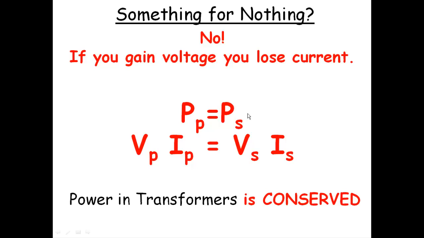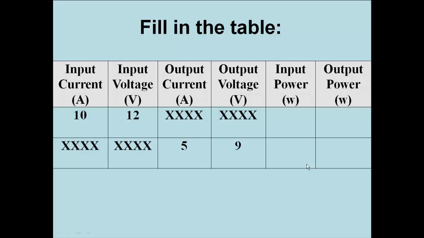We mentioned you can't get something for nothing. Power is conserved. Power is voltage times current. And because you will change the voltage, you will inevitably change the current because that power can't change. Remember, these little P's stand for primary side and the little S's stand for secondary.